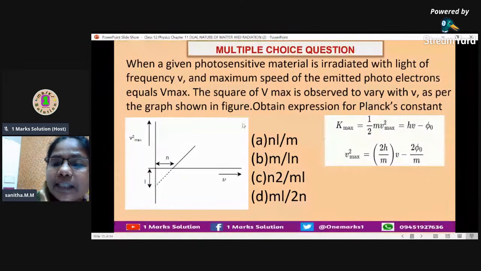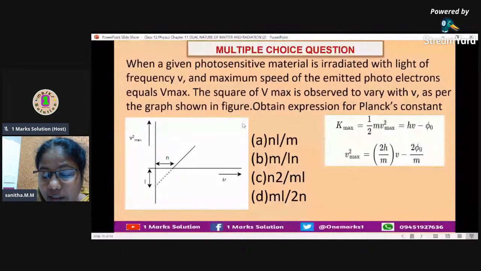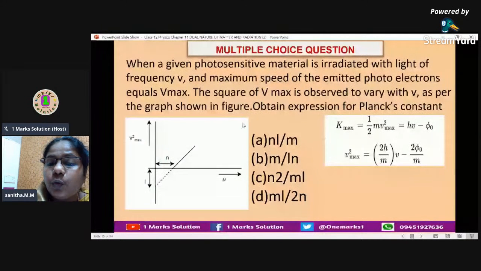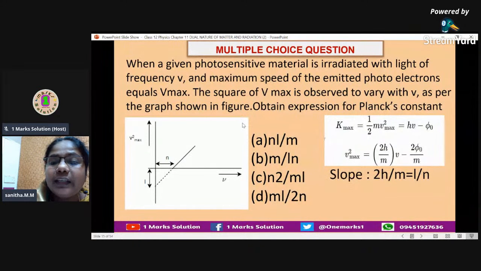Now from this equation you will get V max squared is equal to, taking m and 2 to the right side, V max squared is equal to 2h by m into nu minus 2 phi 0 by m. You can see that the equation is a straight line, y is equal to mx plus c, the equation for a straight line. You compare this equation. What is m here? 2h by m, that is the slope. Slope is equal to 2h by m. From this slope, you will get the Planck's constant.